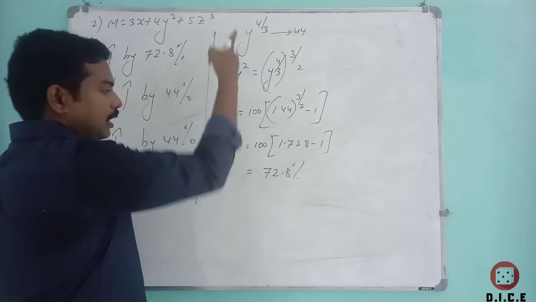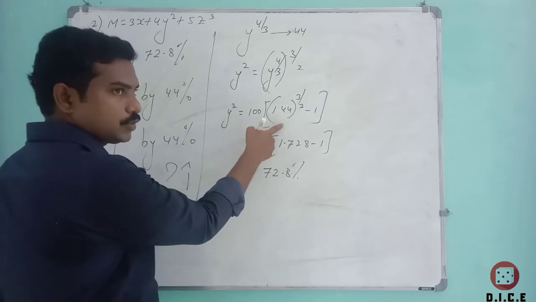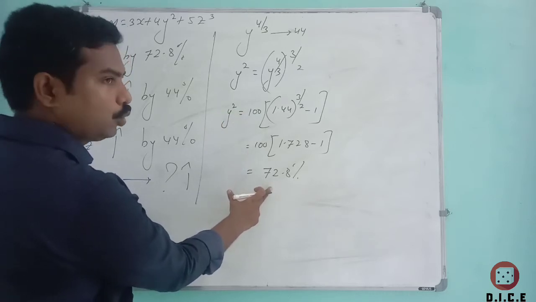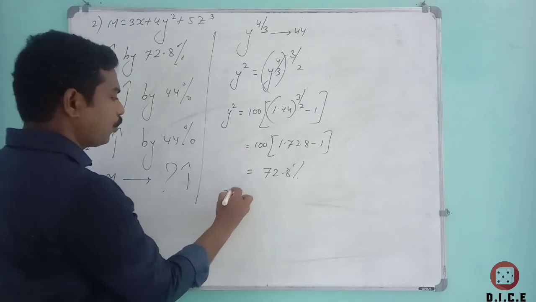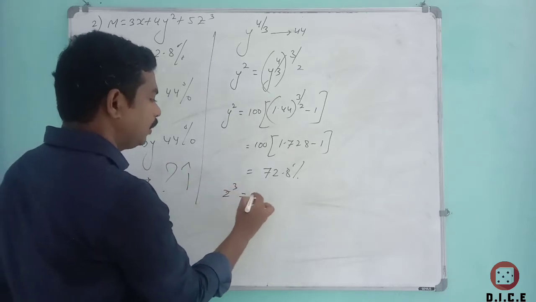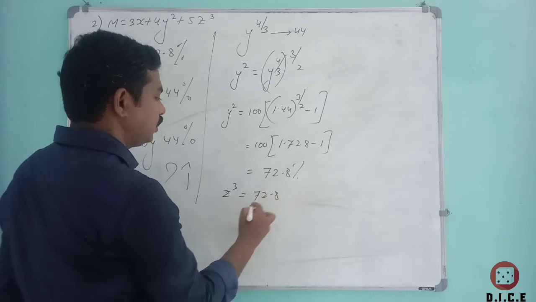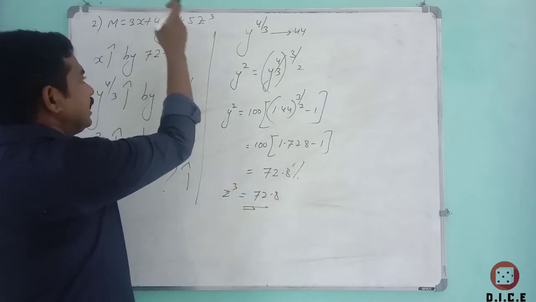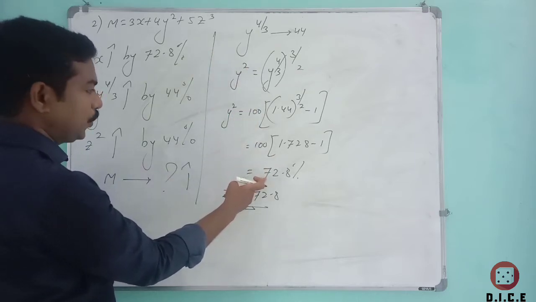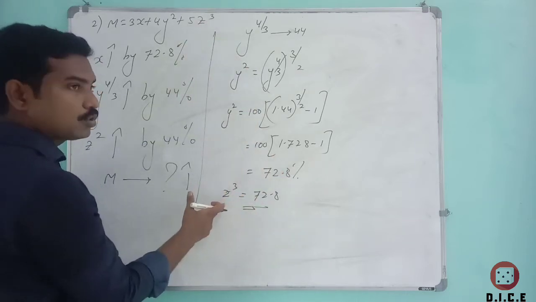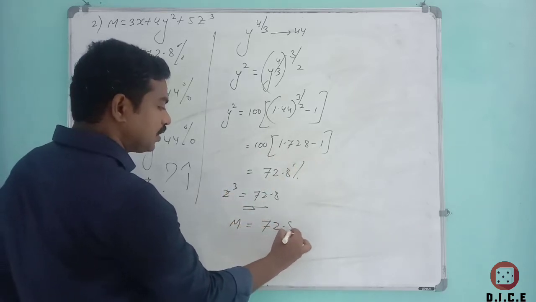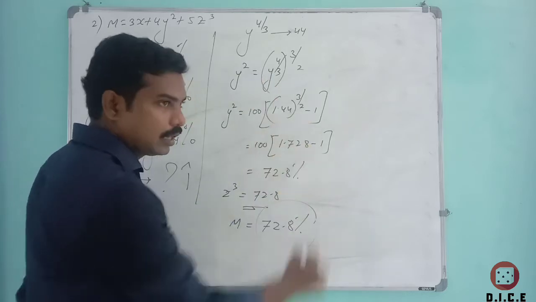So y square is 72.8. Y square is given as 44. Now what we got after squaring of this thing, we got as 72.8. Similarly, z square also is given as 44. Then z cube automatically becomes 72.8. Therefore, 3x is increased by 72.8, y square is increased by 72.8, and 5z cube is also increased by 72.8. Therefore, m should also be increased by 72.8%. So this is the answer.